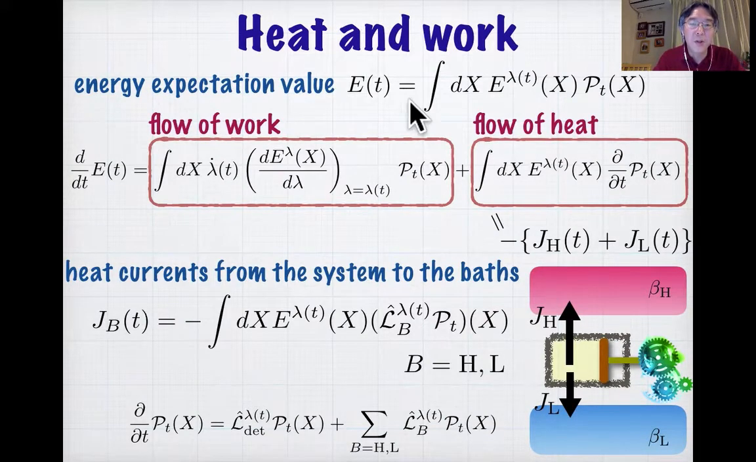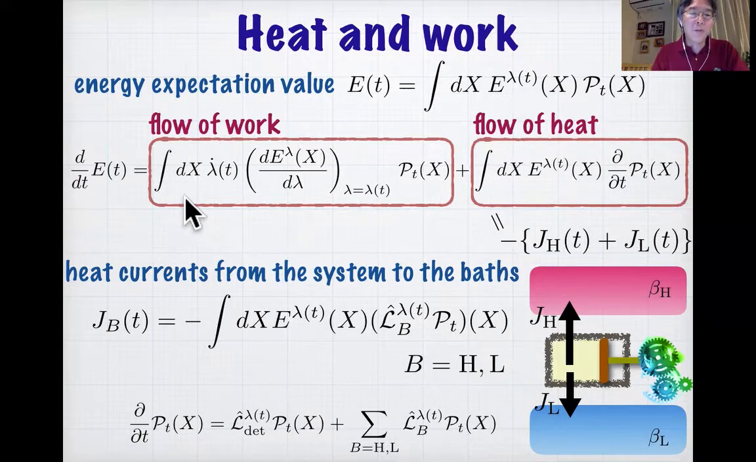And this is also very standard. I want to talk about the distinction between heat and work. Of course, this distinction is essential for thermodynamic discussion. First of all, this is the energy expectation value. This is the energy function, this is a probability density, so this is of course the expectation value of energy as a function of time. You differentiate this with respect to t, and you get two terms. You differentiate here, you get this. If you differentiate here, you get this. And we usually interpret this as flow of work and this one as flow of heat.